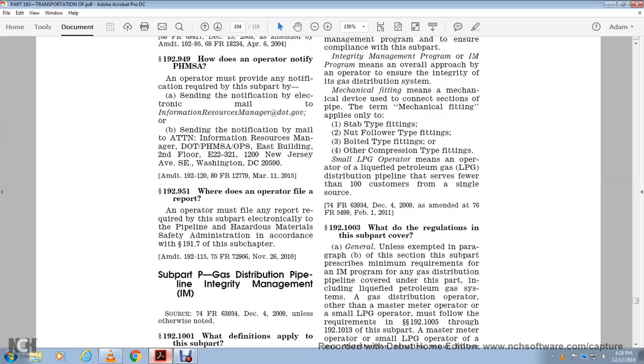192.951. Where does the operator file the report? The operator must file the report required by this subpart electronically with the Pipeline and Hazardous Materials Safety Administration in accordance with 191 subpart of this subchapter. Subpart B, Gas Distribution Pipeline Integrity Management, IM.